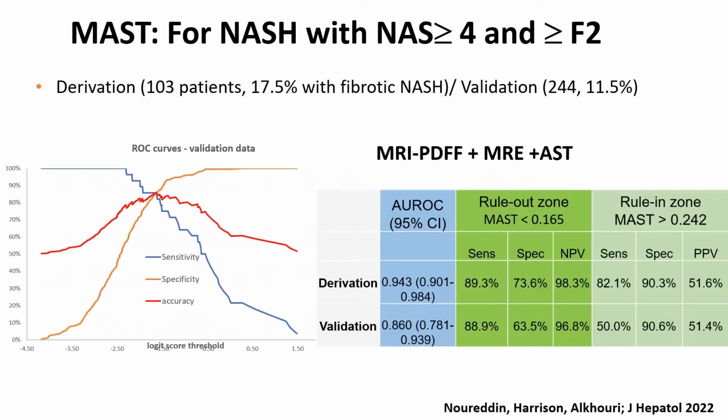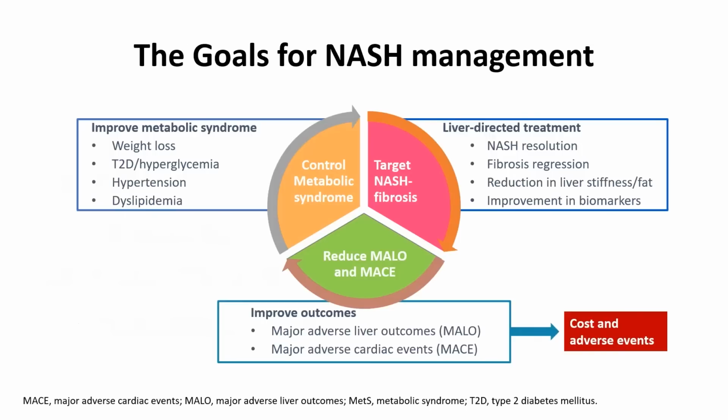All right, so this was my spiel on the diagnostic tests here. How about management of NASH? Let's look at the current management options that are available today. Next. So when we think about how to manage NASH, these are the goals for management. Number one, we want to achieve liver-directed treatment outcomes, including NASH resolution, fibrosis regression, but also improvement in the non-invasive tests, including reduction in liver stiffness and fat and improvement in biomarkers.